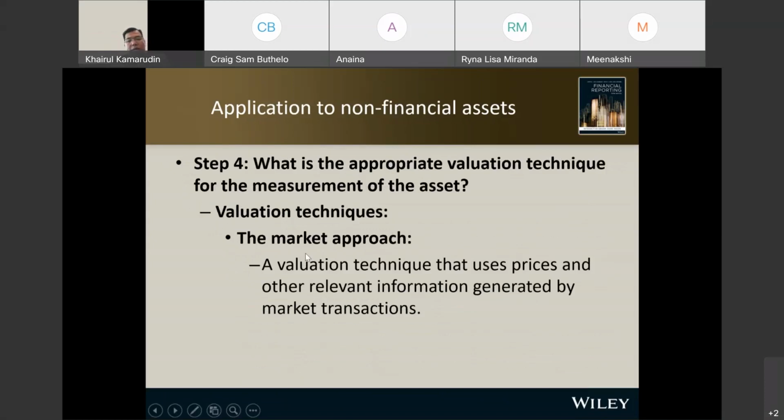Okay, the next one is the market approach valuation technique. It is a valuation technique that uses prices and other relevant information generated by market transactions. We look at the market transactions. Okay.